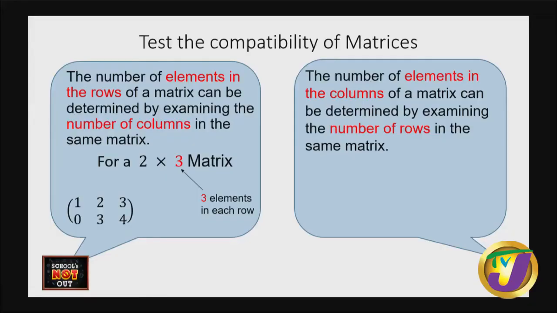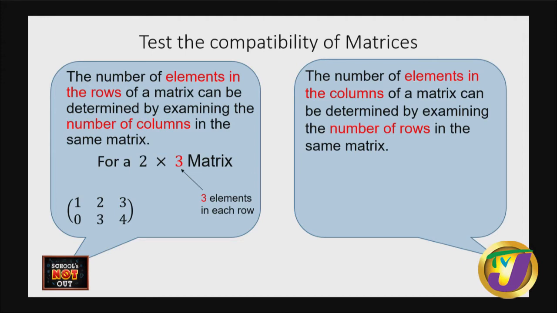Let's look at this other part. The number of elements in the columns of a matrix can be determined by examining the number of rows in that same matrix. So, you think they got it? Say it again. The number of elements in the columns of a matrix can be determined by examining the number of rows in the same matrix.